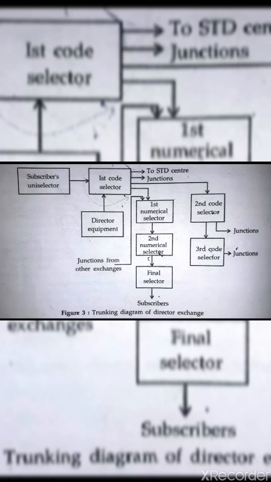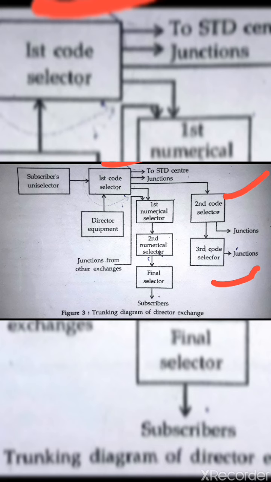Hello students, in this video we are going to discuss two topics, that is the trunking diagram of director exchange and distribution frame in Strowger exchange. First we will discuss the trunking diagram of director exchange, as the block diagram is already visible on your screen. In director exchange we use three rank group selectors, that is first code selector, second code selector and the third code selector.